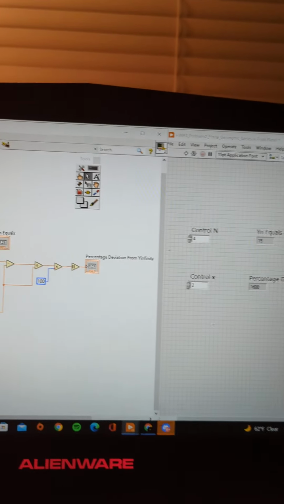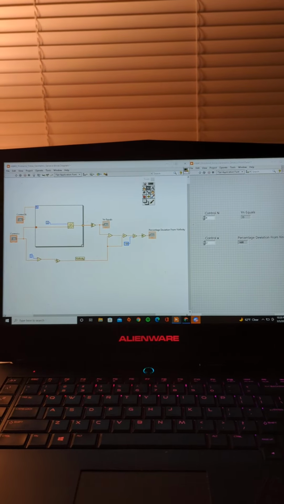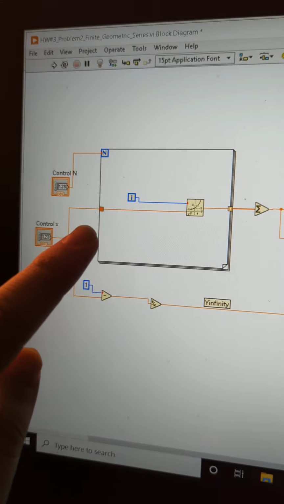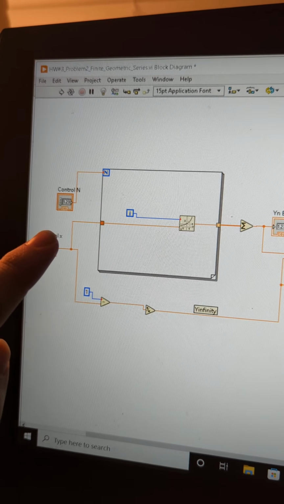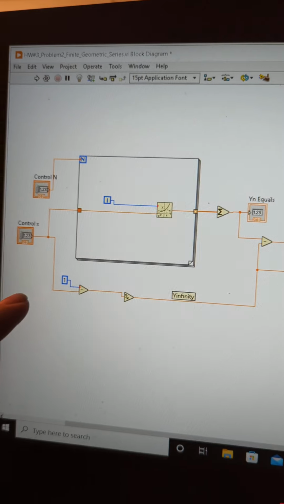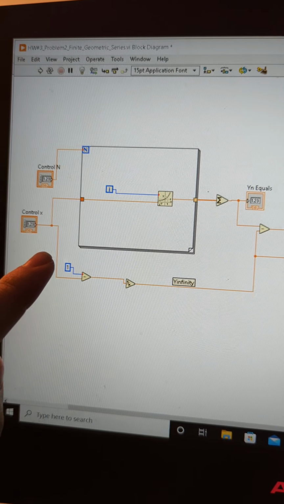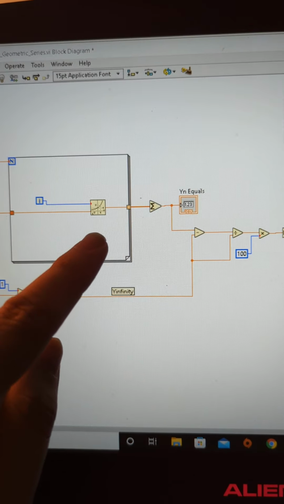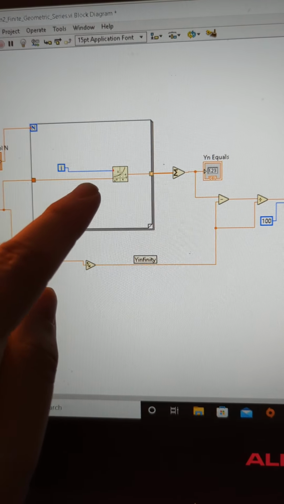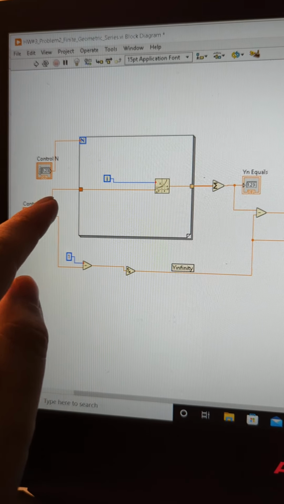Here is the finite geometric series. Here's the whole thing. So essentially, we have another for loop here, and we have a numeric control going into it, so we can determine the number for n. We have an x value here, which is also a control value. It wires into the for loop into this x to the y function, and our i is our exponent value here, so it'll keep going up, depending on what we set n to be.